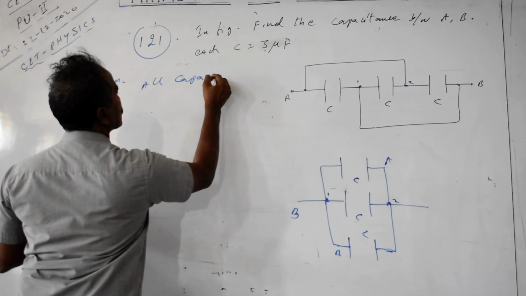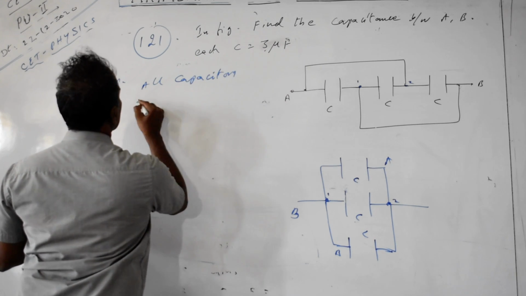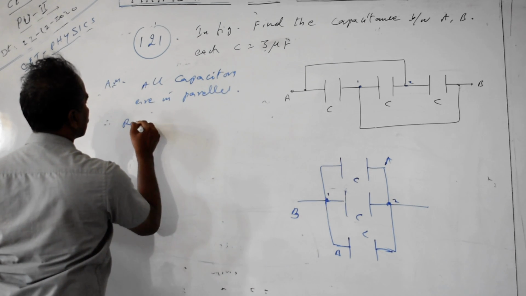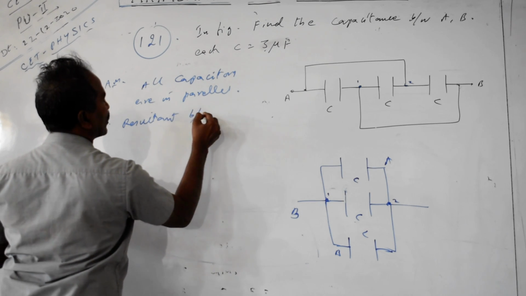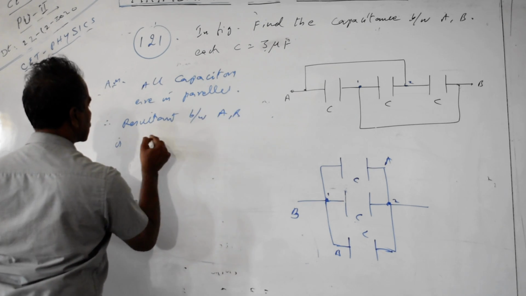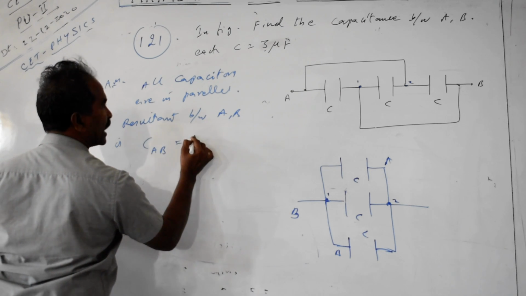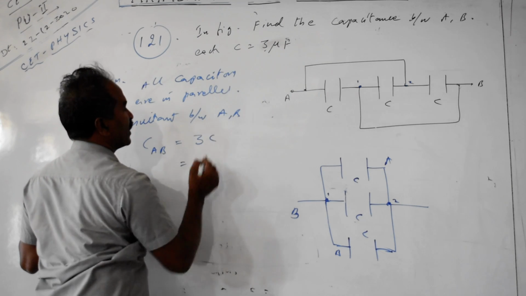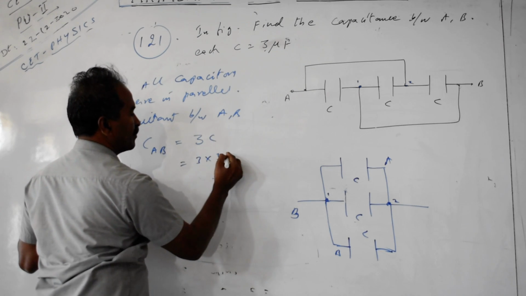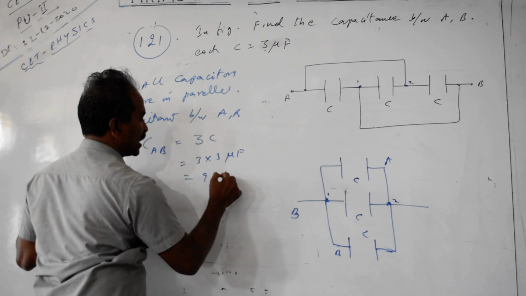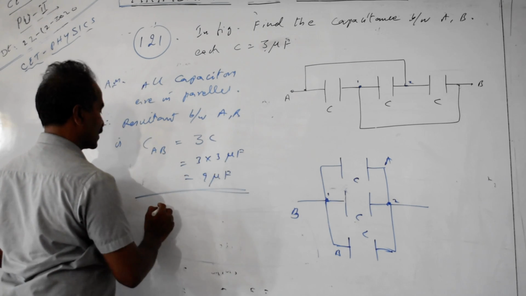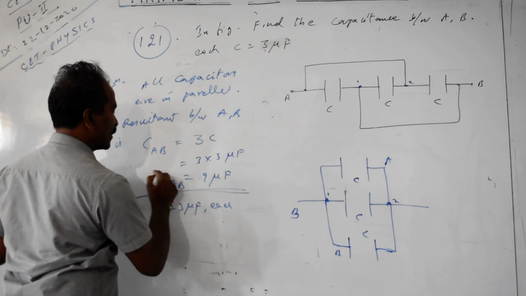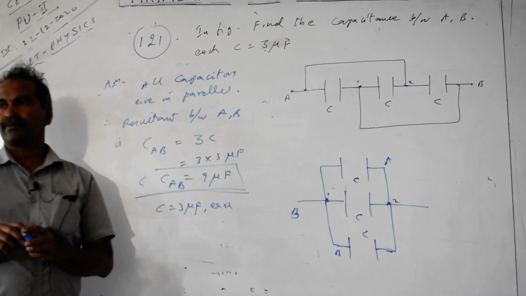All capacitors, meaning 3 only, are in parallel. Therefore, the resultant between terminals A comma B is CAB. Parallel means you take addition, 3 are there. So, 3C, C plus C plus C. But each capacitance how much? 3 microfarads. So, 3 into 3 microfarads, which equals 9 microfarads is the answer. C is 3 microfarads each. So, CAB answer is 9 microfarads.